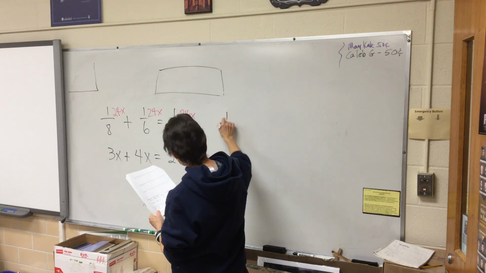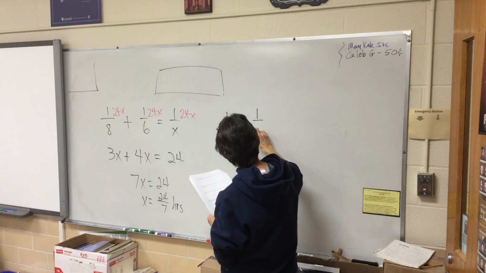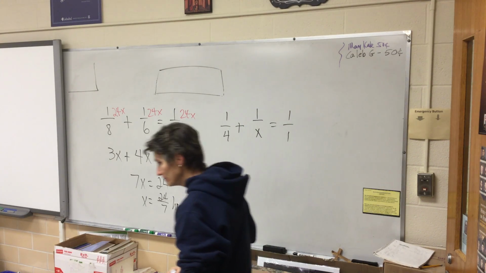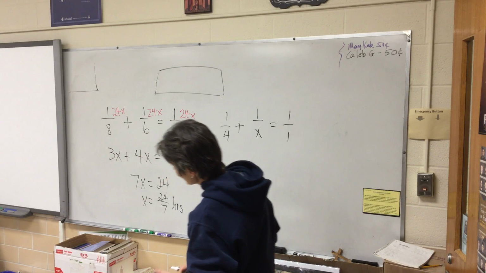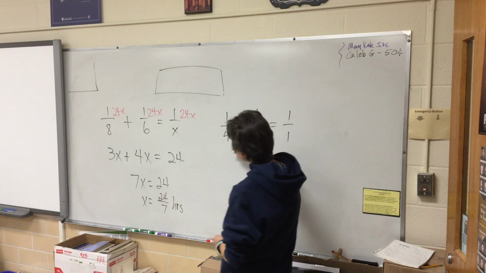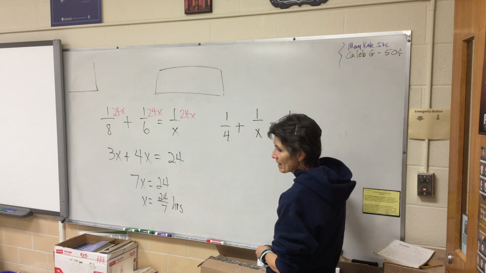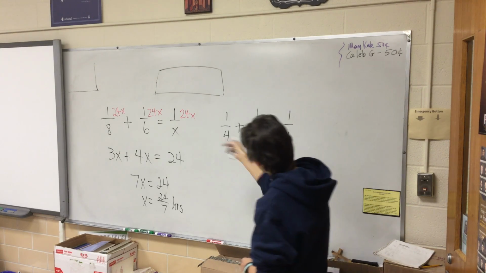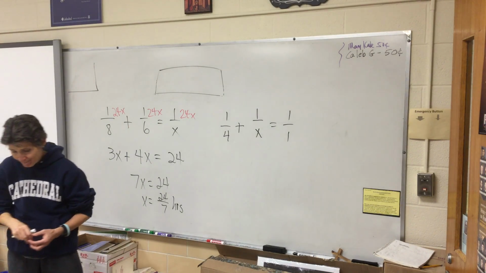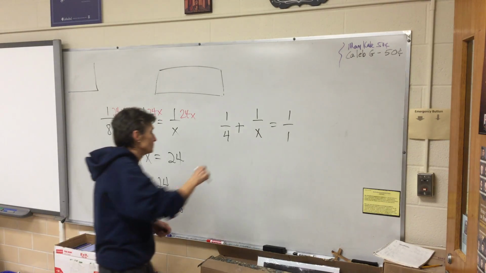Is it 1/4 plus 1 over X equals 1 over 1? What do the rest of you think? Is she right? Yep, very good. I see some nods. Good work. She's exactly right. This is 1 over the first person alone, 1 over the second person alone, and 1 over them together. All right, let's see if we can figure this out. What are we going to multiply by this time? 4x. Beautiful.